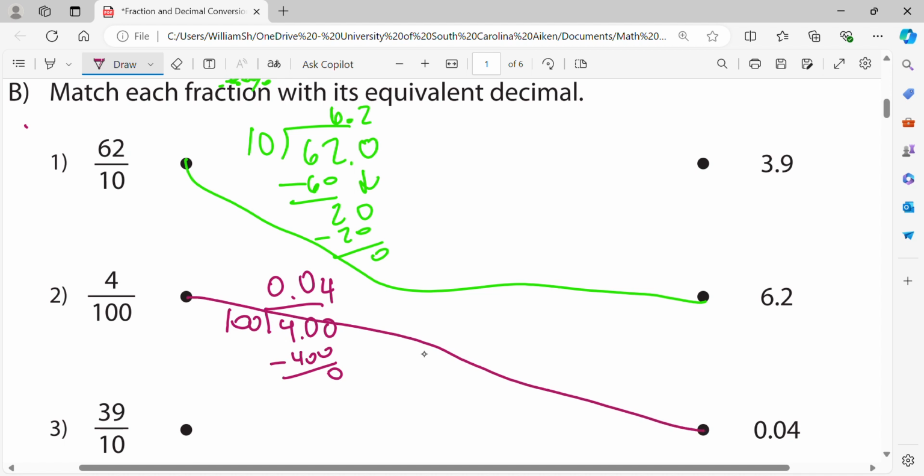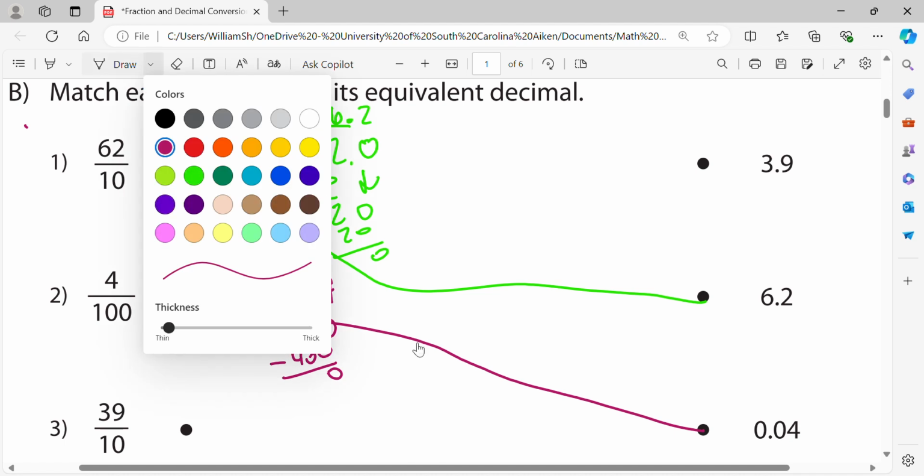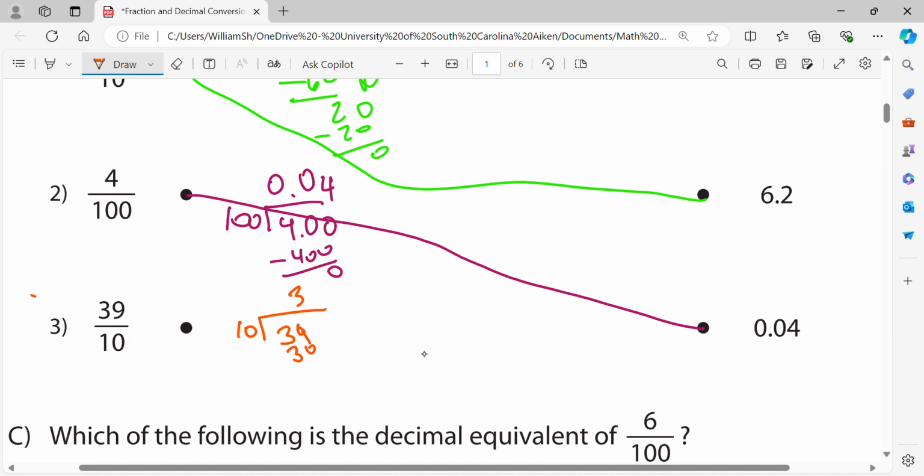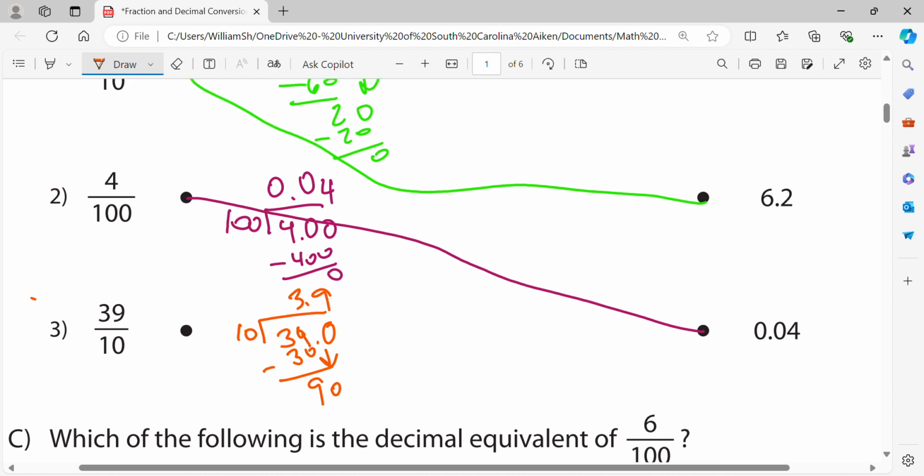And now we've got 39 tenths. I think you can obviously see where this is going. 10 divided into 39. 10 will go into 39 3 times. And if we do 39 minus 30, because 10 times 3 is 30, we get a remainder of 9, which means we need to add a decimal 0 and bring the 0 down. And then 10 goes into 90 9 times. So I'm looking at 39 tenths. It's the same thing as 3.9.